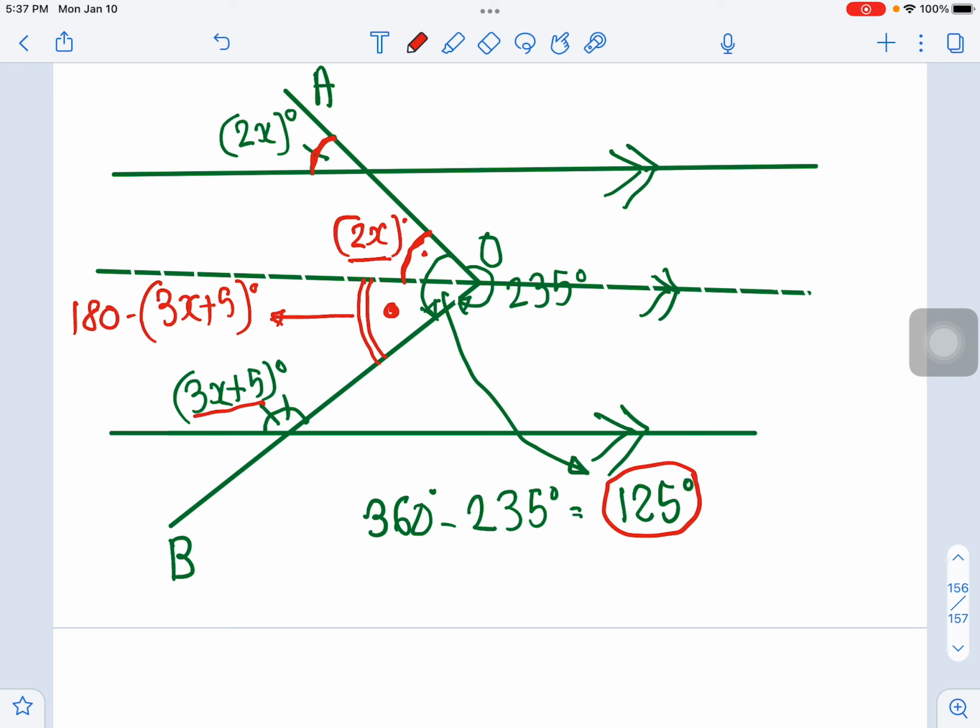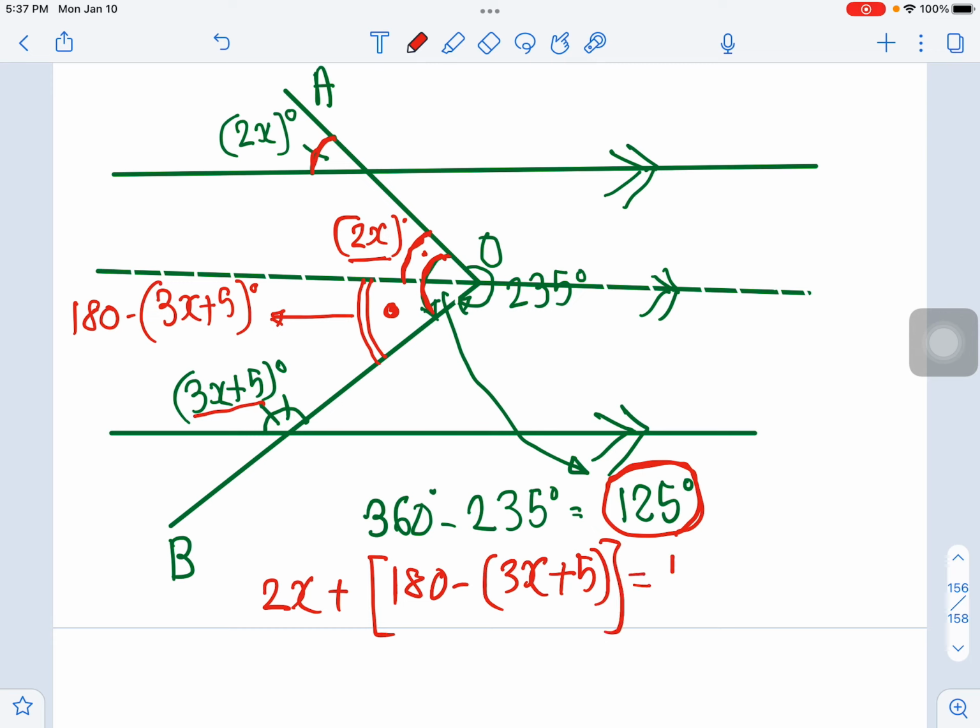Okay, that's it. So you have two portions of the angle 125, which is this entire angle. This entire angle was 125 degrees, which you broke into two parts, 2x degrees and 180 minus (3x plus 5) degrees. And therefore to solve for x, you have a simple algebraic equation which says 2x plus 180 minus (3x plus 5) equals 125 degrees.